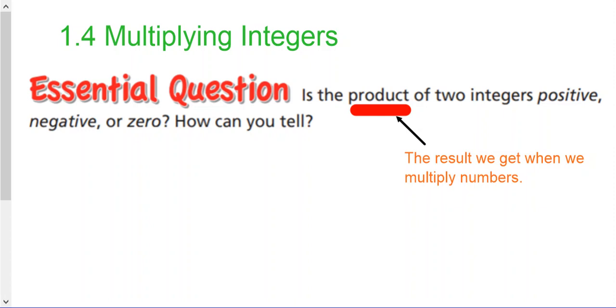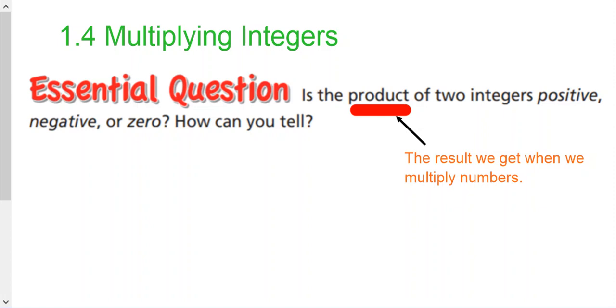Make sure you have your math notebook out and you're turned to a brand new page, and write the lesson title at the top and write the essential question down below. The question that we're going to be working to answer today is: is the product of two integers positive, negative, or zero? How can you tell?